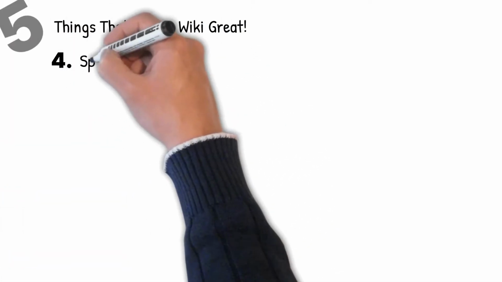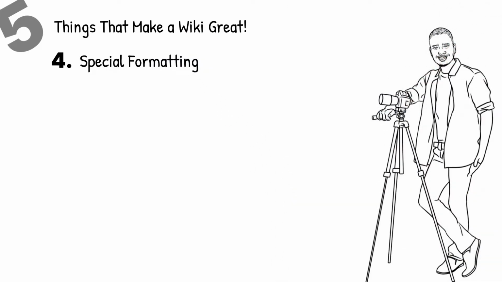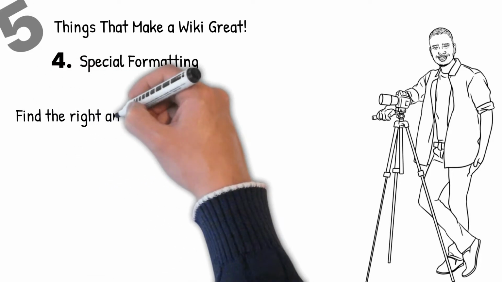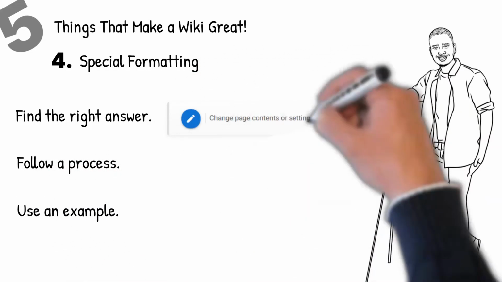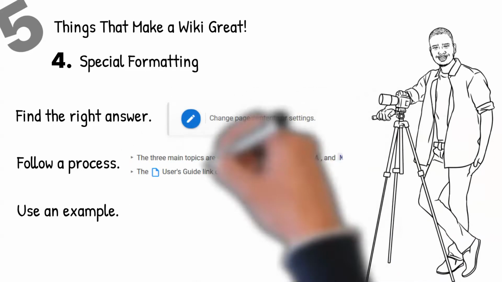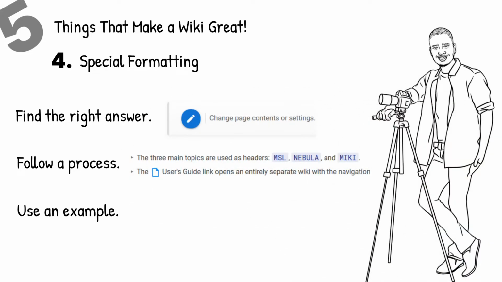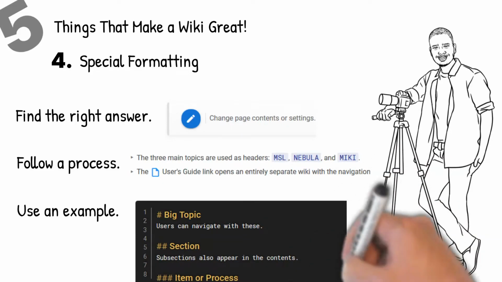The next thing every great wiki must have is special formatting. And what do I mean by special? Well, that's any kind of formatting you add to your text that makes it easier for users to find the right answers, follow a process, or use an example. Miki includes lots of special formatting, and you'll find examples of all of it in the user's guide. You can add headers and lists, of course, but you've also got access to cool icons and button designs that show exactly how your product works. When you need to document complex instructions or code, add code blocks, and users can copy them in one click.